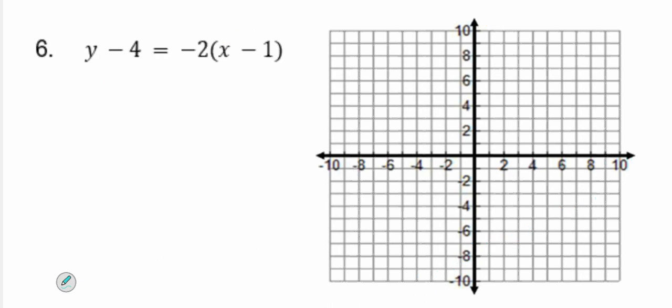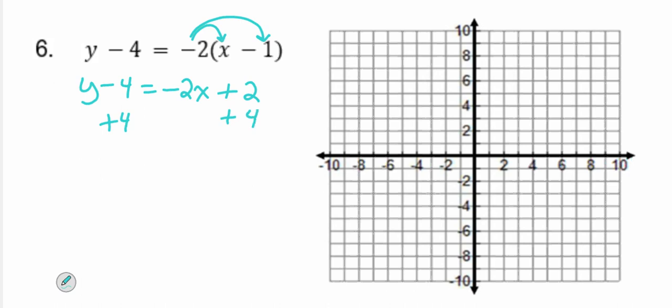It's another one where we don't see what our y-intercept and our slope is, so we can distribute and move a number over from the left to the right, and it can be so much easier. Let's distribute that negative 2 both to the x and to the negative 1. Negative 2 times x is negative 2x. Negative 2 times negative 1 is positive 2. We add 4 to both sides to get rid of that negative 4, and we get y equals negative 2x, and 2 plus 4 is 6.